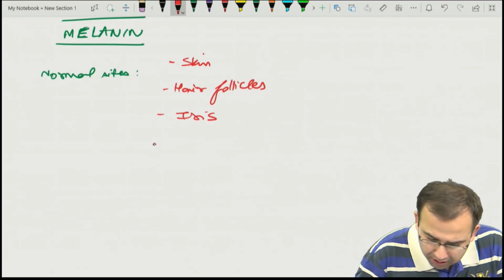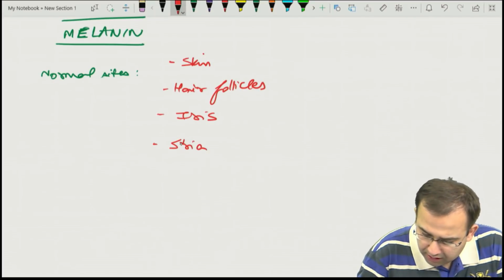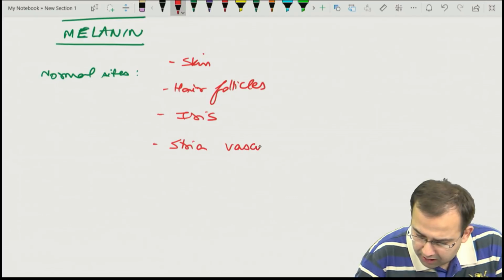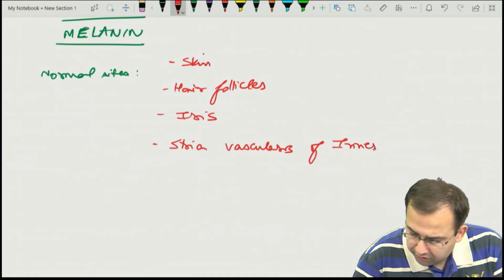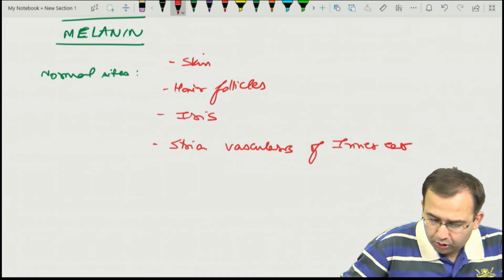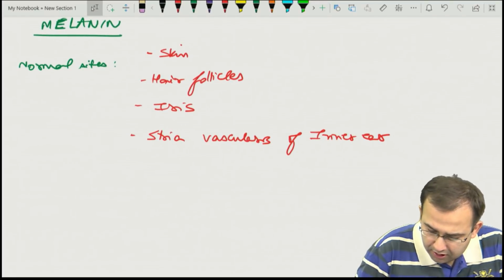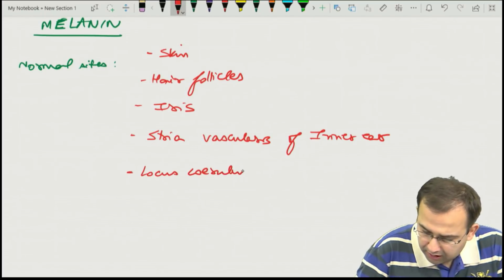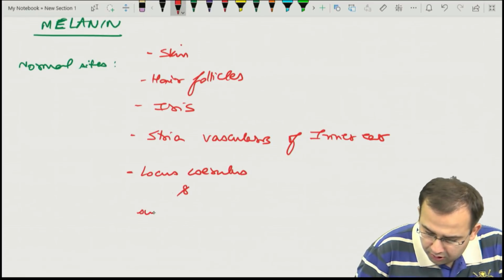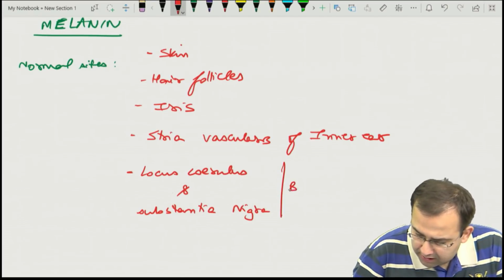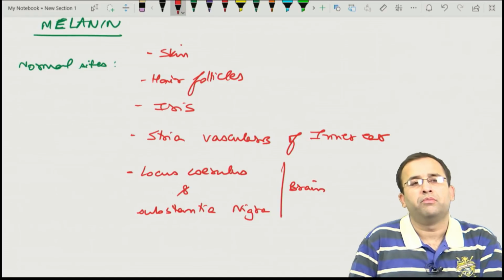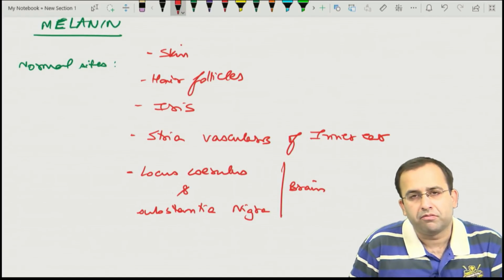What you have to remember is it is also seen in stria vascularis of inner ear, locus ceruleus and substantia nigra of the brain. These are the normal sites of melanin.